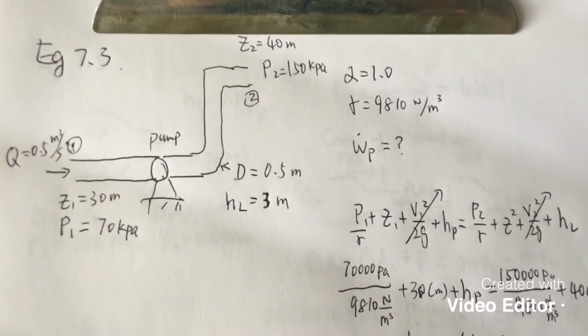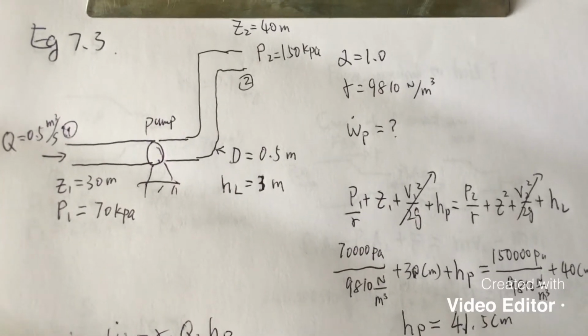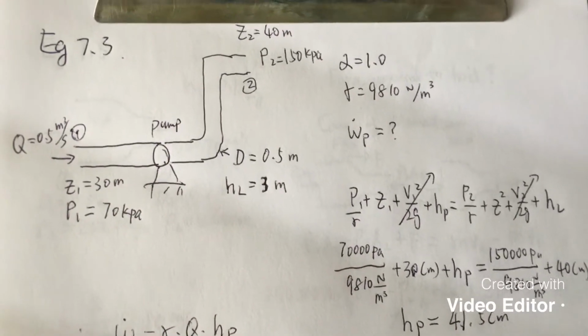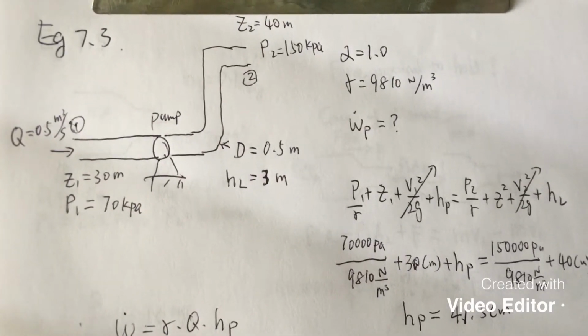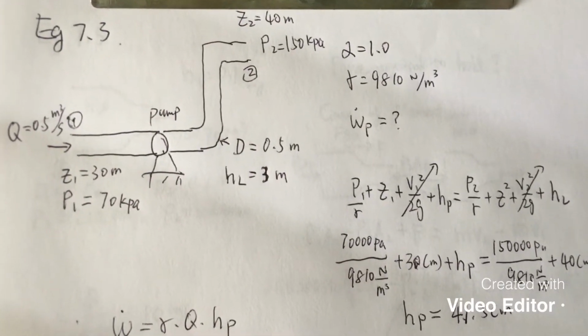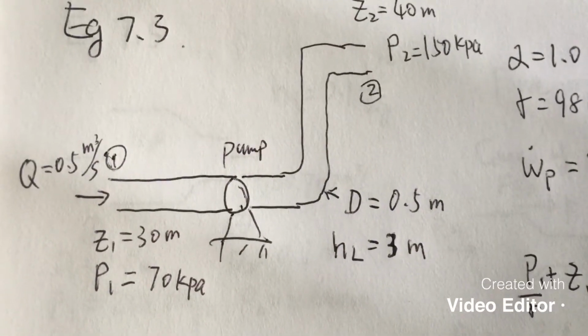Okay, now let's look at several examples of chapter 7, the energy principle. The first problem I want to talk about is example 7.3 in the textbook. So this is the drawing, the problem.